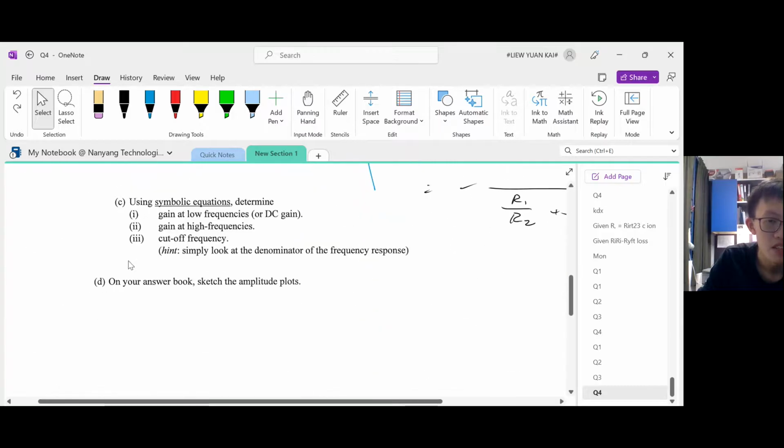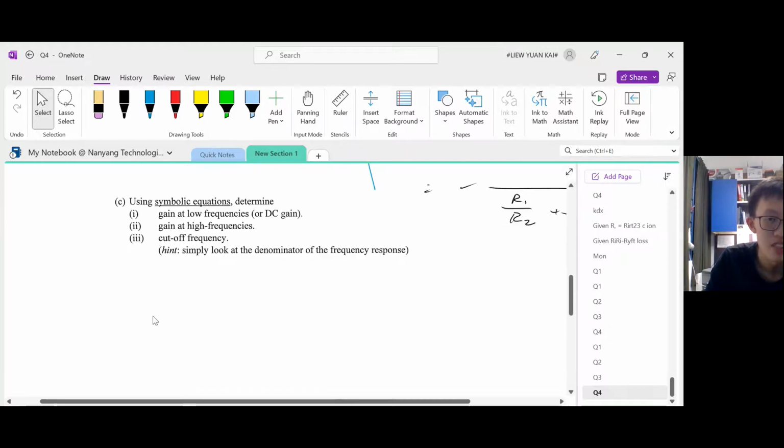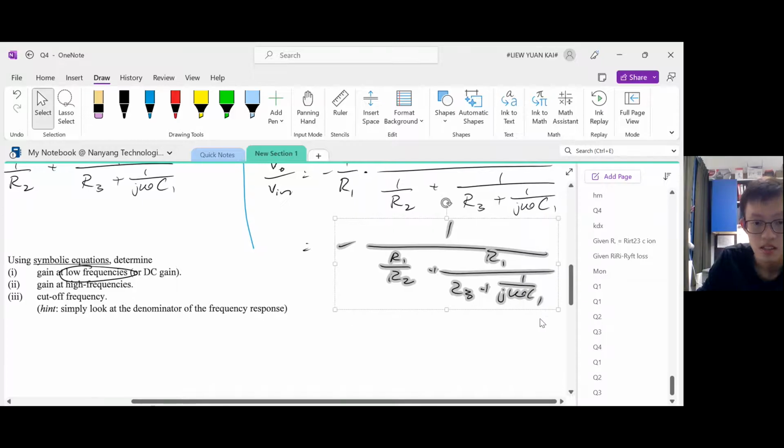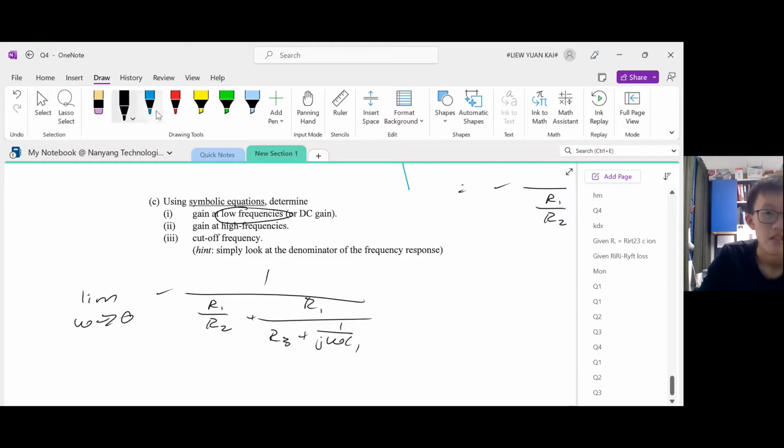Now moving on to question C, using the symbolic equation, determine the gain at low frequencies and the gain at high frequencies. So this means take the limit of your gain as omega approaches 0. Okay, so you just take this thing. Now you can drop away this negative sign by taking a modulus because we're not interested in the sign. The sign merely tells us whether it's inverted or not. In this case, it is inverted because it's negative, but that's not of interest to us. What matters is the gain, the amplification effect.